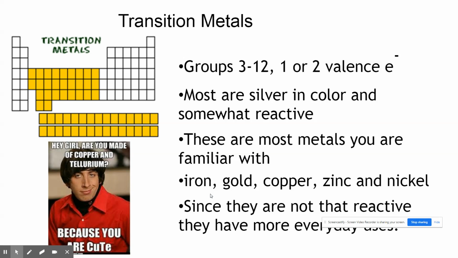Your transition elements or your transition metals, these are found in groups 1B to 8B. Or if we look at the periodic table as a whole in terms of 18 groups, these are found in groups 3 through 12, okay? They typically have 1 or 2 valence electrons, but we can't really predict those just by looking at their position on the periodic table. That's why transitions are a little harder to work with, okay? Mostly silver in color. A lot of them are reactive. We find iron, gold, silver, copper, zinc, nickel, platinum. All of those are found here, okay?